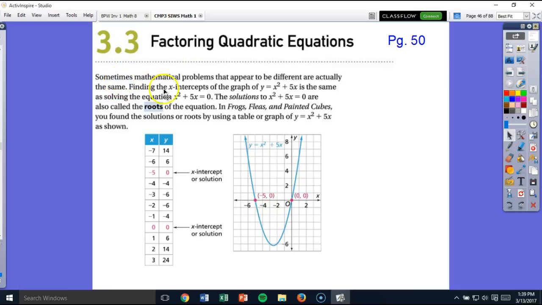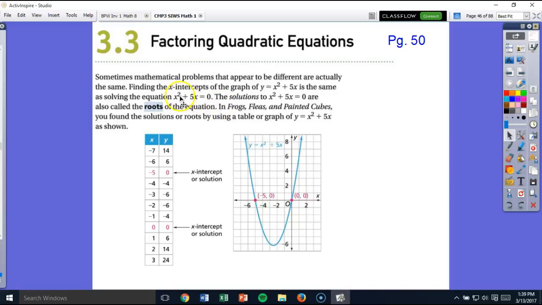Finding the x-intercepts of the graph y equals x squared plus 5x, right here, is the same as solving the equation x squared plus 5x equals 0. We also have our table over here that shows our x-intercept of -5 and our x-intercept of 0. You can see here there's an x-intercept of -5 and an x-intercept of 0.